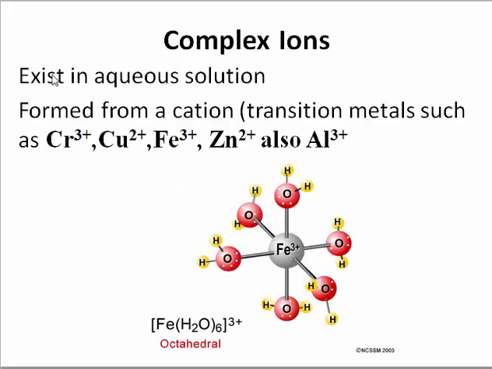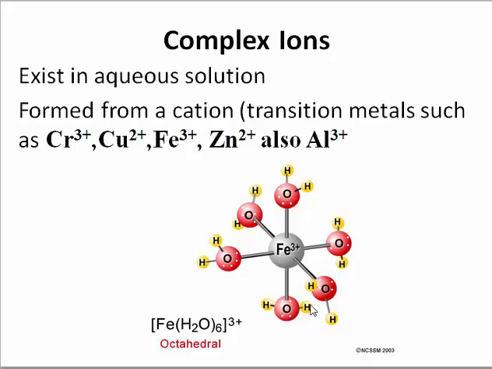Complex ions are species which exist, for the most part, in aqueous solution. They are typically formed from a cation, commonly transition metals such as chromium, copper, iron, and zinc. But it is also possible to observe complex ions made from aluminum in aqueous solution.